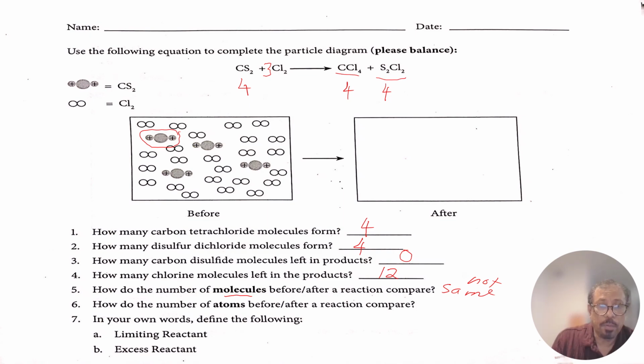What about the number of atoms? The number of atoms is the same for sure, because if you count them, you have here 6 chlorine, and here we have 2 and 4, 6. We have 1 carbon, 1 carbon. We have 2 sulfur, we have 2 sulfur. They are the same. So the number of atoms is the same.